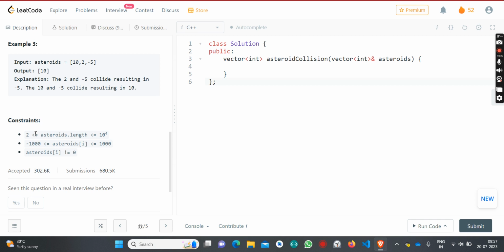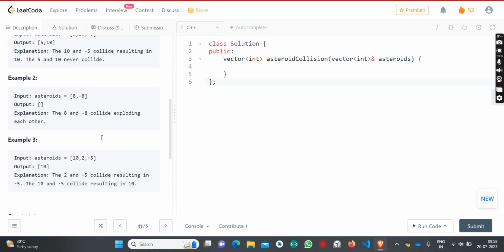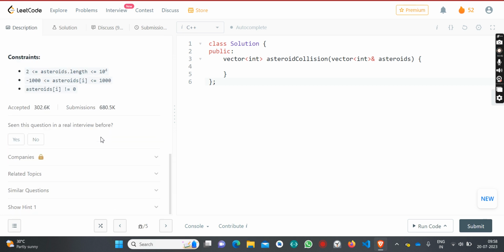Talking about the constraints, the number of asteroids will be less than or equal to 10 to the power 4, and asteroids[i], which can be negative and positive both, will range between -1000 and 1000. And one thing, it will not be 0. So how to solve this problem?